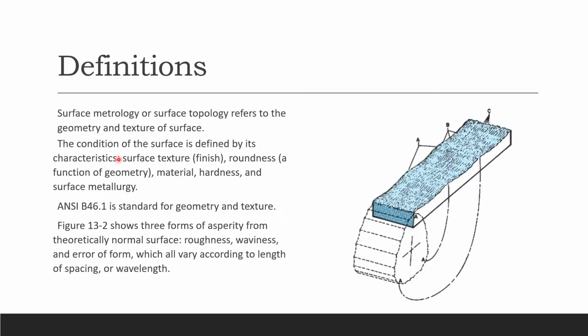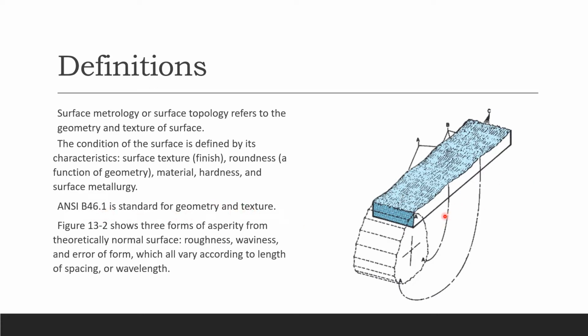Okay, definitions. The surface metrology or surface topology refers to the geometry and texture of a surface. If you want to know the texture of a surface, all you have to do is feel it with your hand. So the condition of the surface is defined by its characteristics. We have surface texture, and we call that finish. And roundness is a function of your geometry. Material, we have hardness, and we have surface metallurgy. ANSI B46.1 is a standard for geometry and also texture.